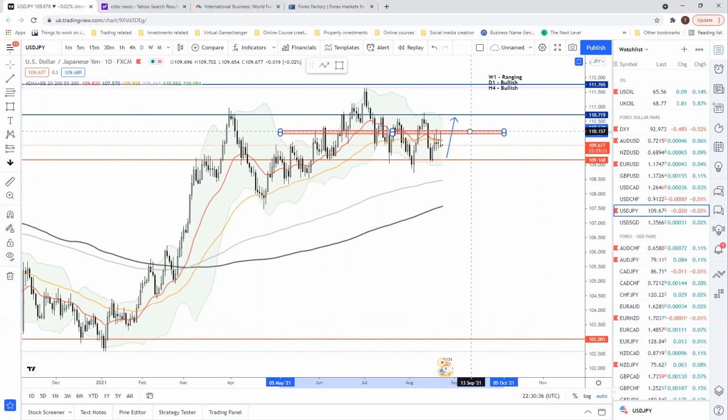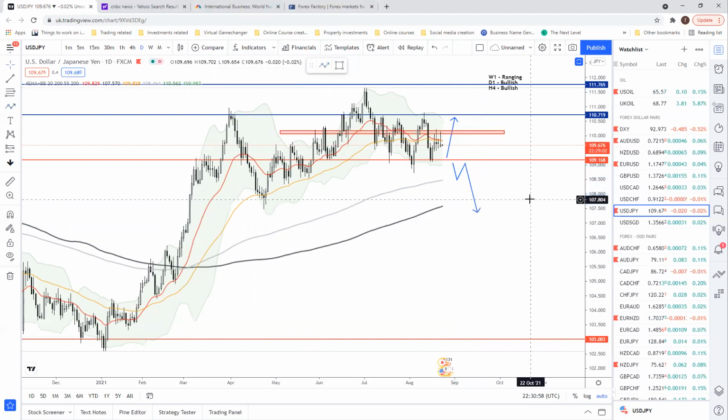So let's see how it's going to play out, to see if it can break above to go out to this level, or it could potentially be coming down to this support level of 109.168. I would expect that after it reaches this level, it may potentially continue to come down. So let's see how it's going to play out for this week.